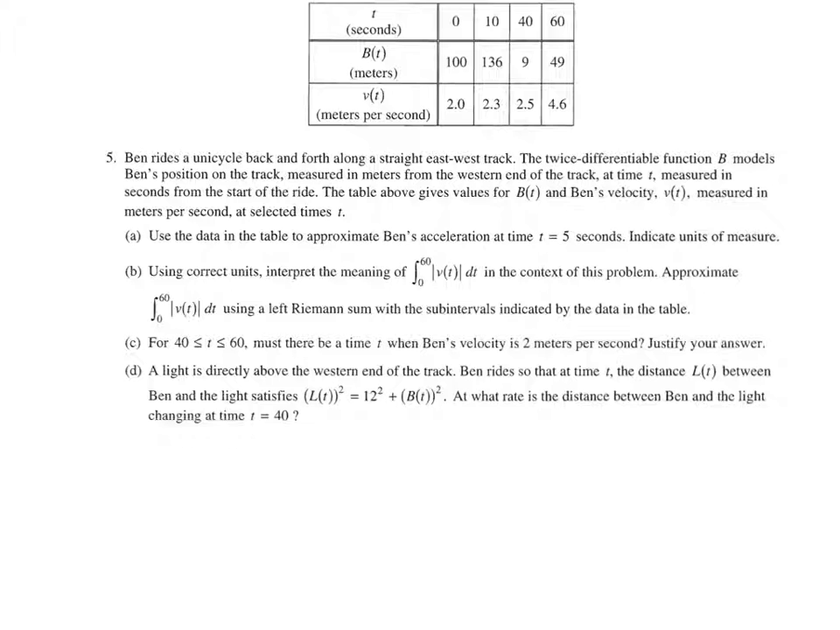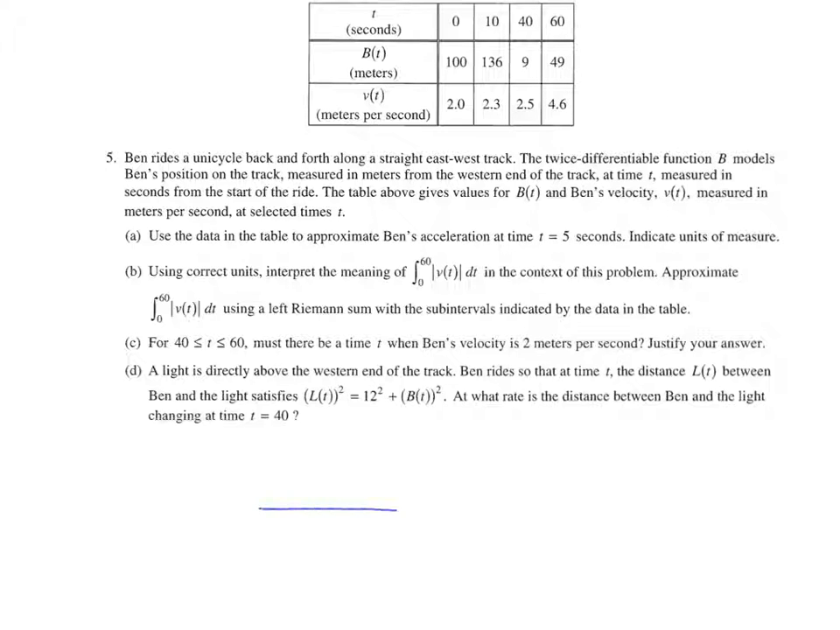Now this next problem, number 5 from this set, is a little bit different in terms of what is set up and how you're working with it. You're given a table here, and in your table you have time and then b, which is the distance that we are from the western end of the track. So what's happening is that he has an east-west track, and so he's riding back and forth.